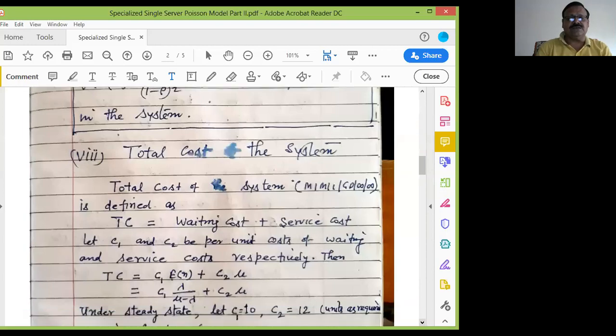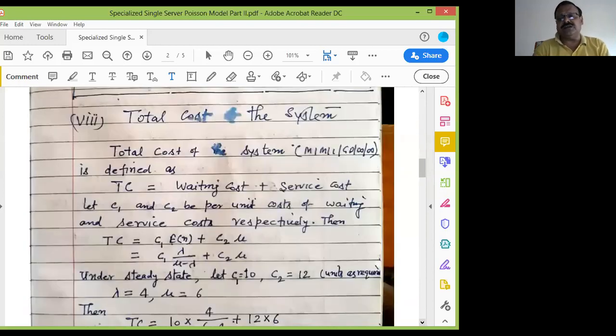Total cost of the system, as I have already explained, total cost is very important, and without the analysis of the cost, without knowing the factors of the cost, it is very difficult to sustain or survive any system. Therefore, if we want to survive efficiently in any system, we need to study the cost system, that is the total cost system. We have also discussed that we cannot study the waiting cost and service cost separately in isolation, and therefore we study the total cost.